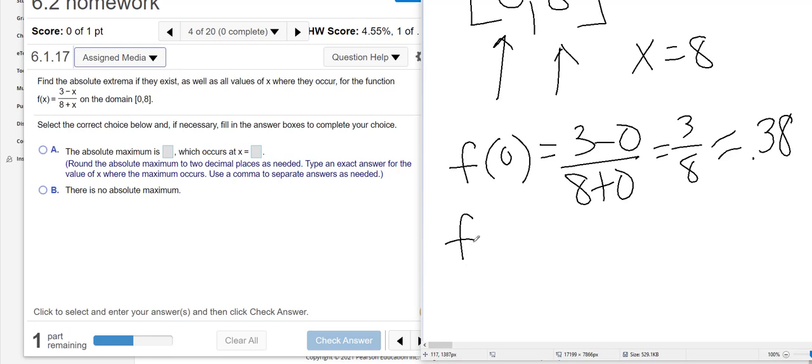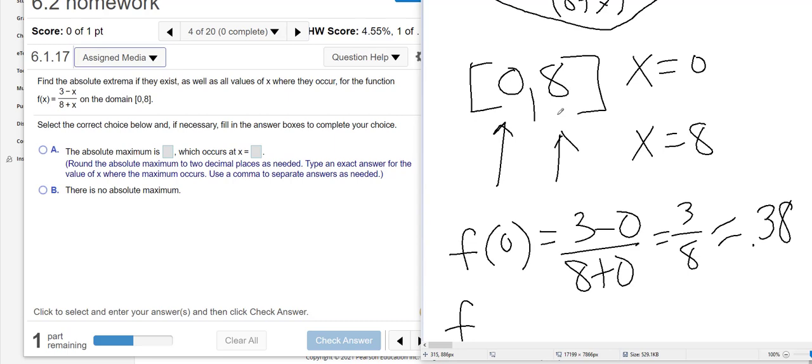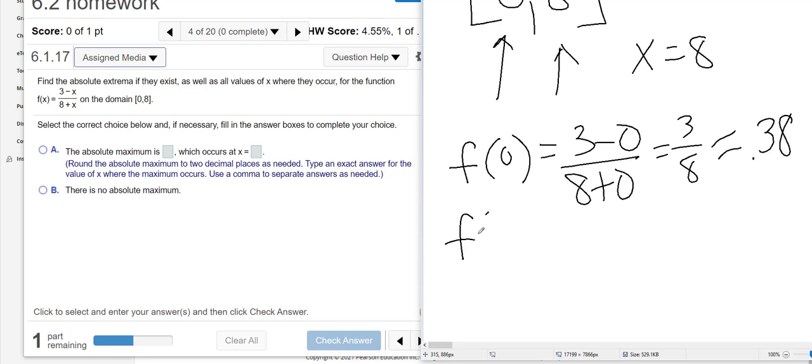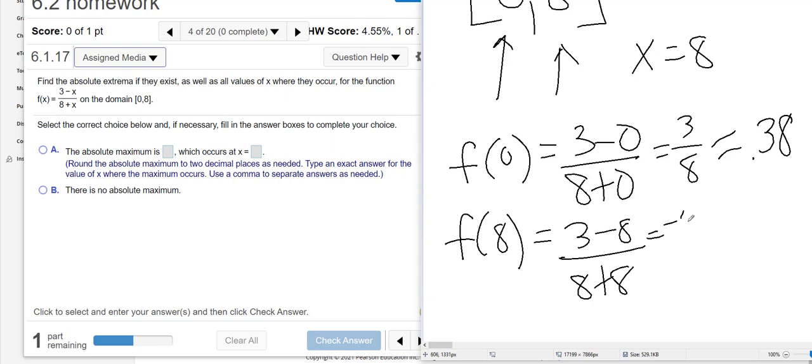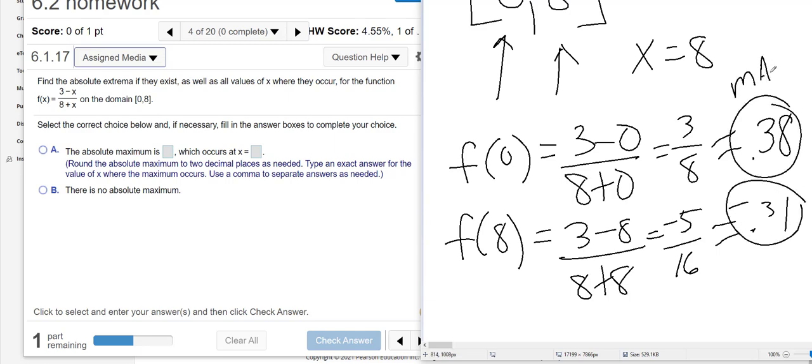And f of the other endpoint, 8, would be 3 minus 8 over 8 plus 8. That's going to be negative 5/16. That as a decimal is, to 2 places, negative 0.31. Now look, that one's obviously smaller than that one, so this is your max occurring at x equals 0. This is your min occurring at x equals 8.